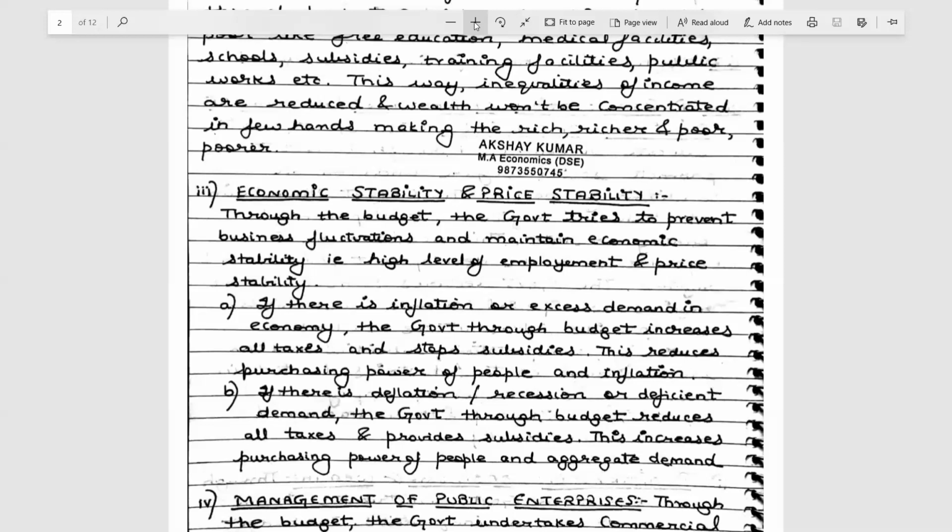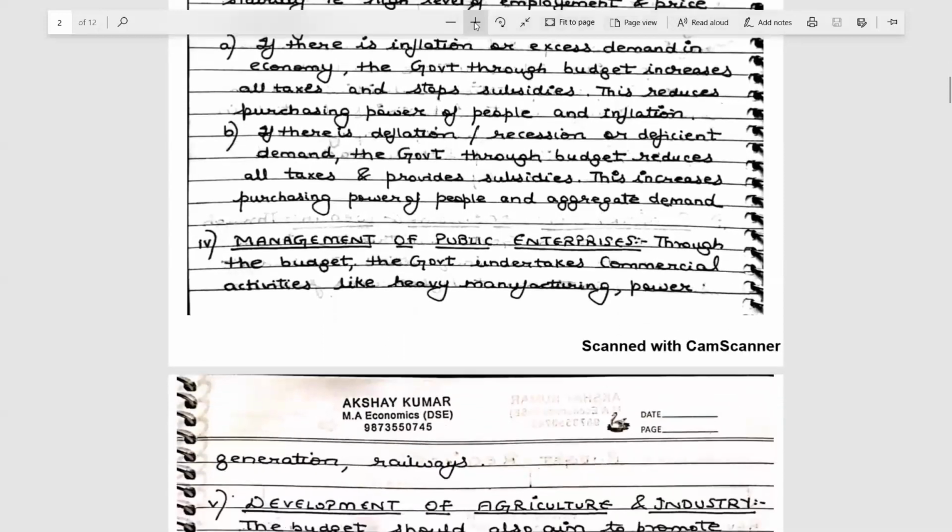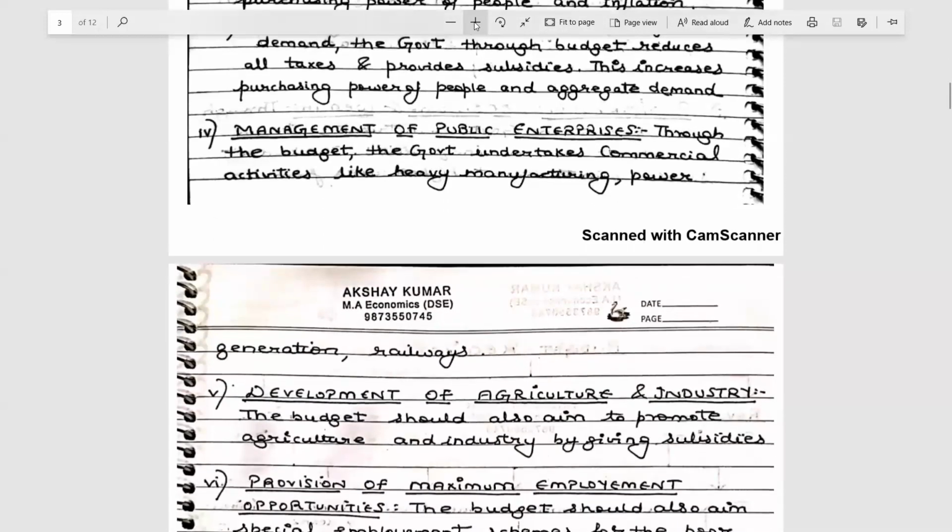यानी अगर इकोनॉमी के अंदर एक्सेस डिमांड है, इन्फ्लेशन है, तो गवर्नमेंट बजट यूज करेगा, टैक्सेस इंक्रीज कर देगा और सब्सिडीज को स्टॉप कर देगा ताकि लोगों की परचेजिंग पावर कम हो और ऑटोमेटिकली इन्फ्लेशन भी कम हो जाए। लेकिन अगर इकोनॉमी के अंदर डिफ्लेशन है या डिमांड कम है, डेफिशिएंट डिमांड है, in that particular case the government will reduce all sort of taxes and provide subsidies, which in turn will increase the purchasing power of the people and aggregate demand. Okay, the fourth objective of preparing a budget, management of public enterprises.